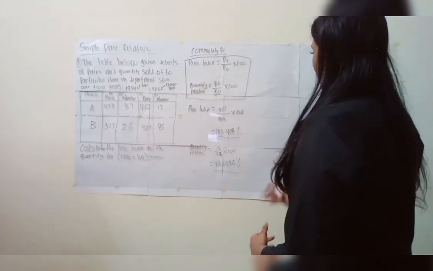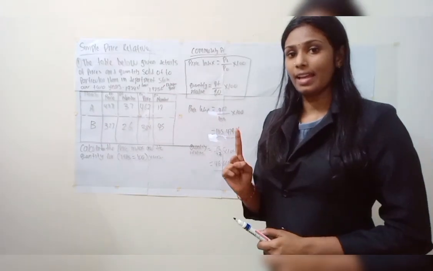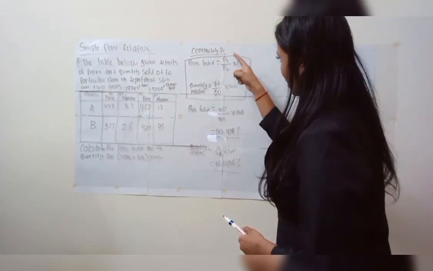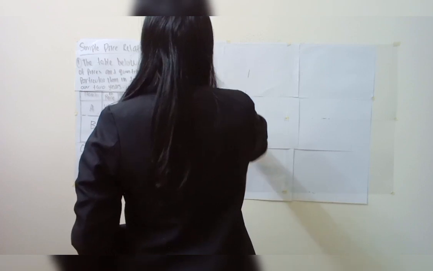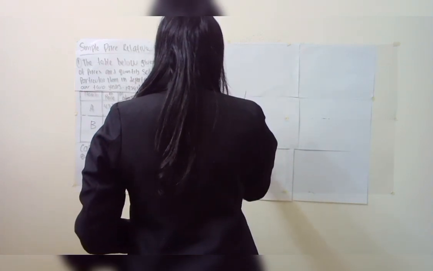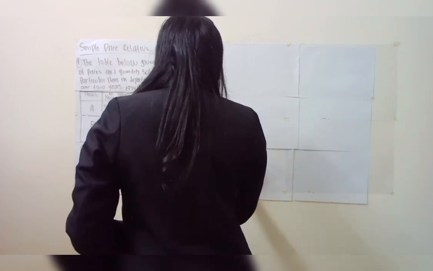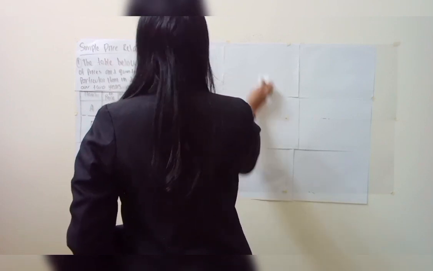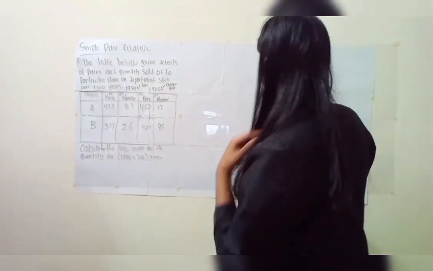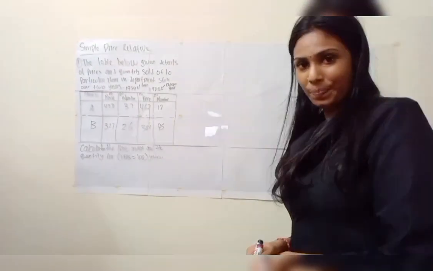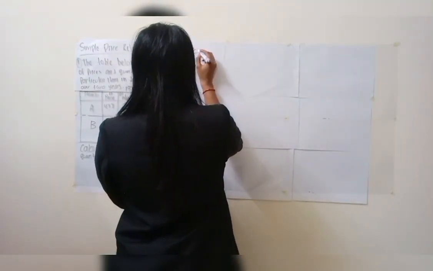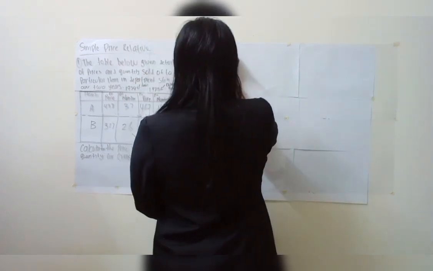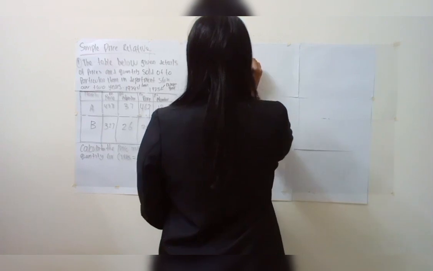So my part is index number. Now I'm going to do the second, community B. Okay, so I raised the first one. I'm continuing with community B.